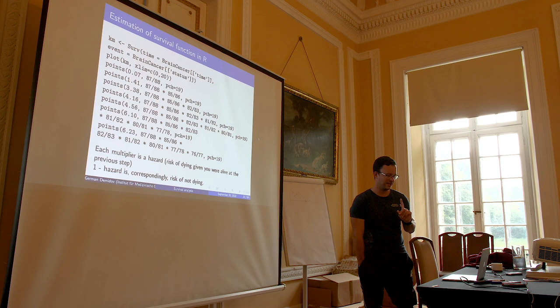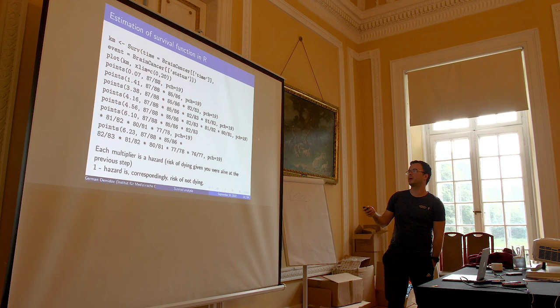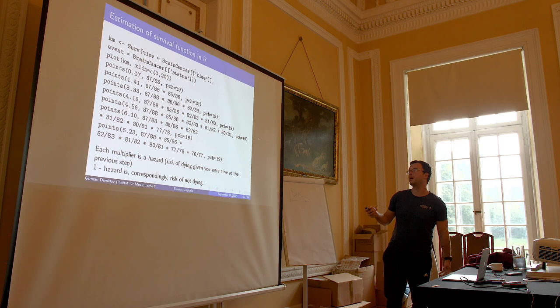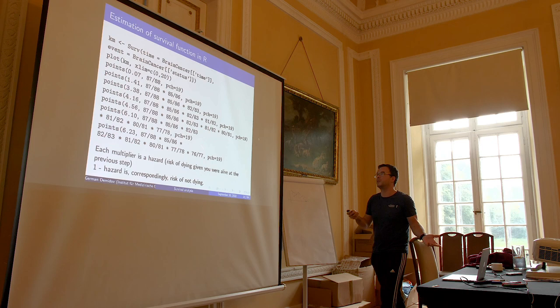It's not about retyping, it's about understanding how we update these things. So why here, in the previous step, it was 85 out of 86, the hazard to the patient at this time, and why is it immediately 82 out of 83? Why is only one patient died here, but then the estimation shows several patients missing in this calculation? It's because they got censored.